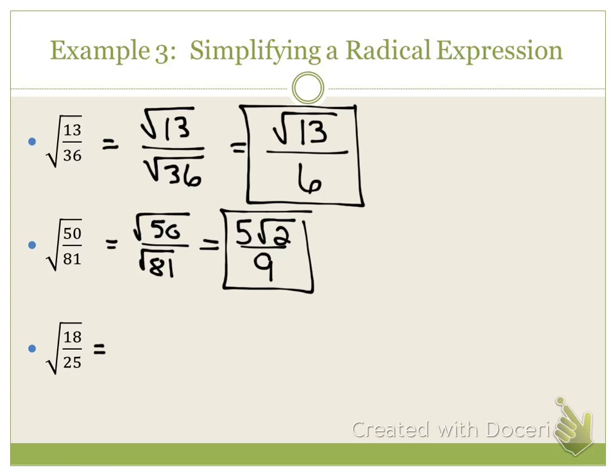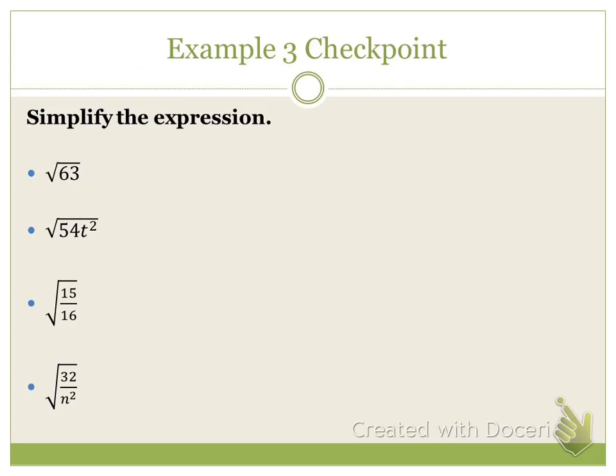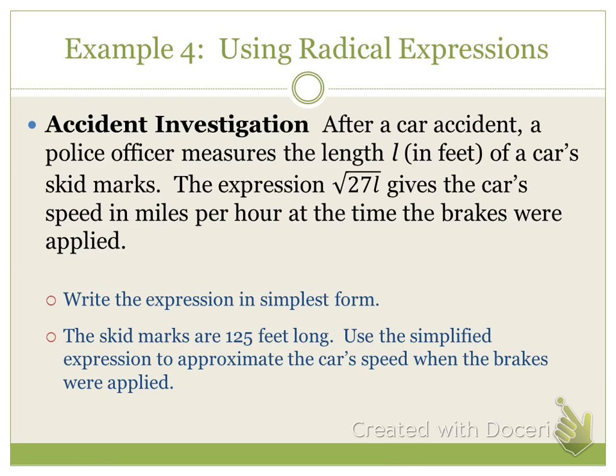All right, so what'd you get for the third one? You got 3 times the square root of 2 over 5. Okay, who got it right? Awesome, good job. All right, moving on to example 4.